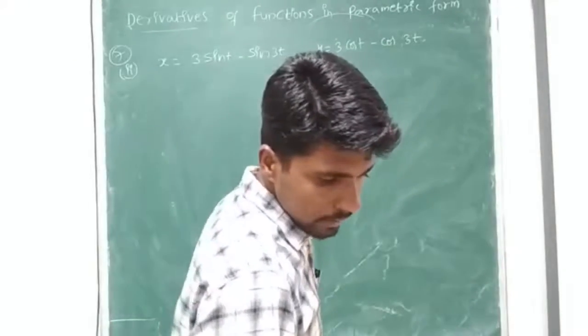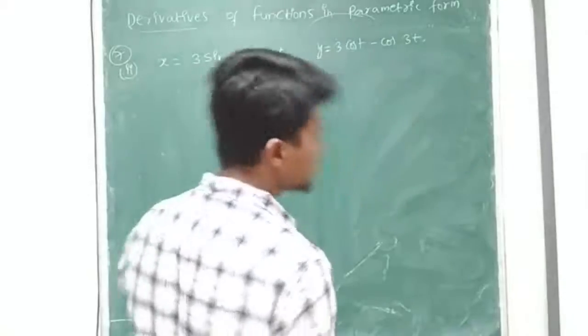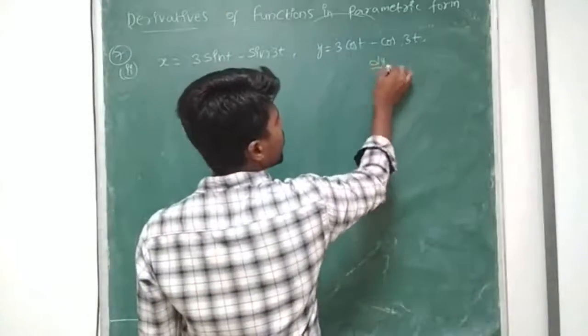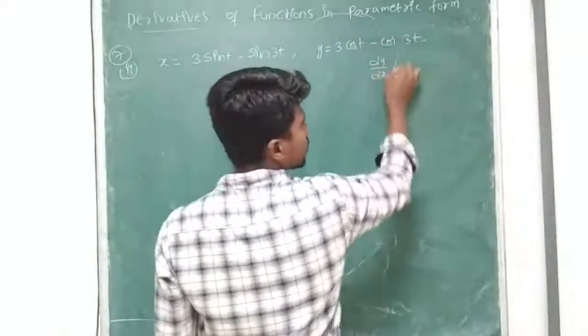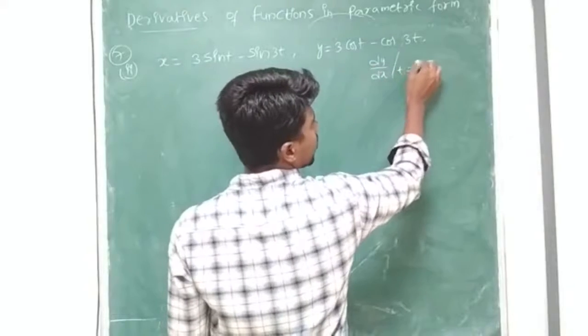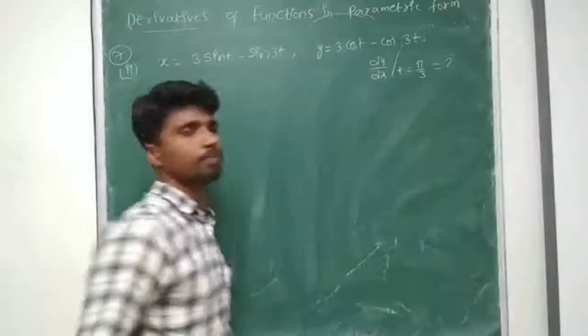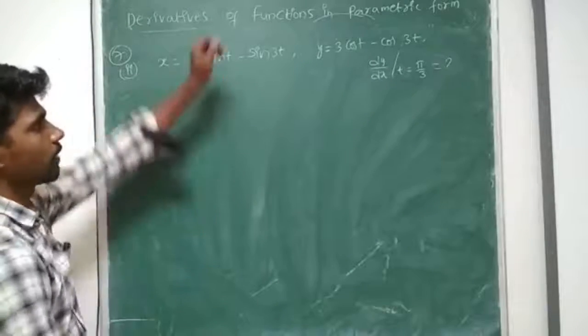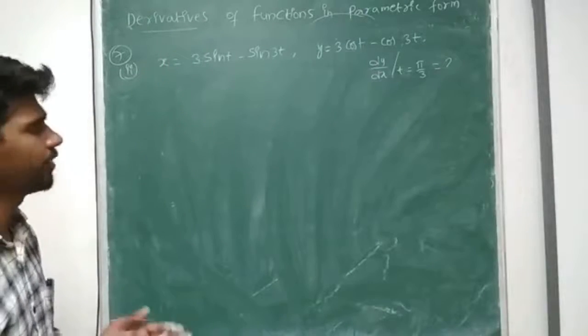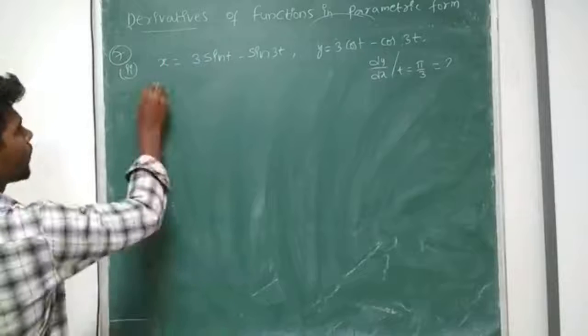Find dy by dx at t equal to pi by 3. That's what they asked us to find. Okay, procedure we know, we just do it.